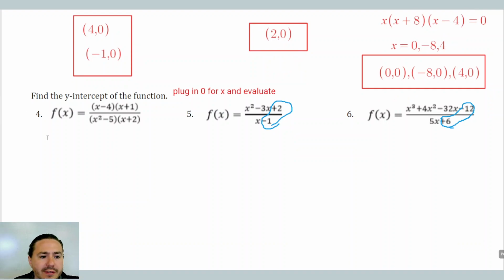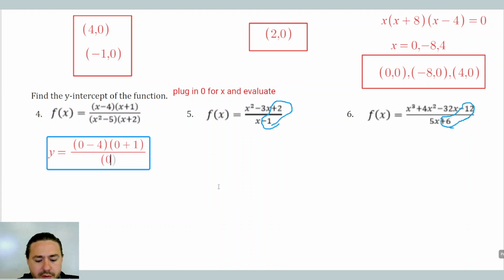So for number 4, though, it's not in standard form, and it's not really worth putting it into standard form. It's probably just going to be easier to plug in 0 here. So we get 0 minus 4 times 0 plus 1 over 0 squared minus 5 times, I'm sorry, not x squared, just 0 plus 2.